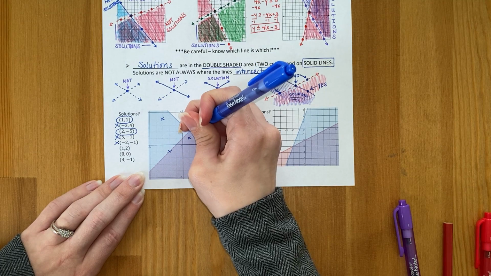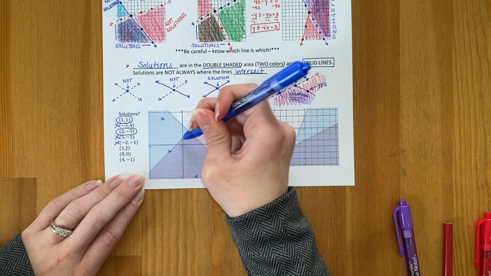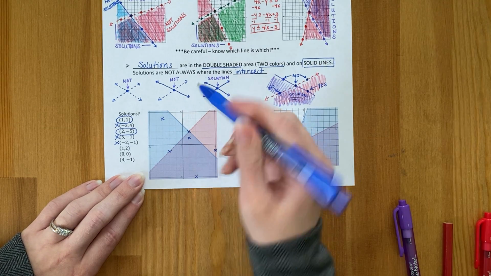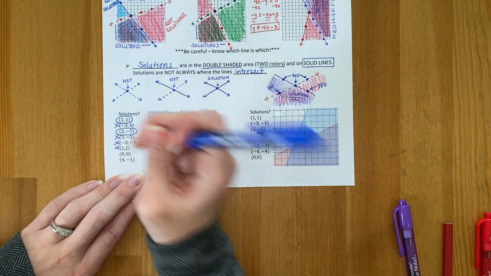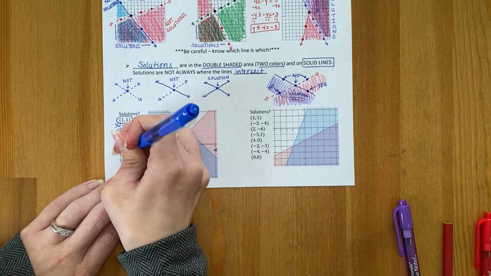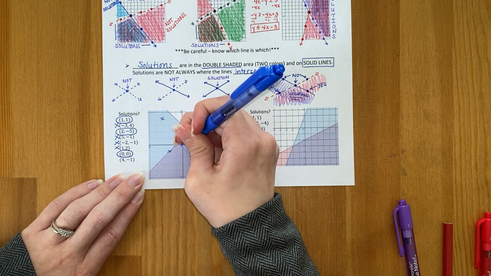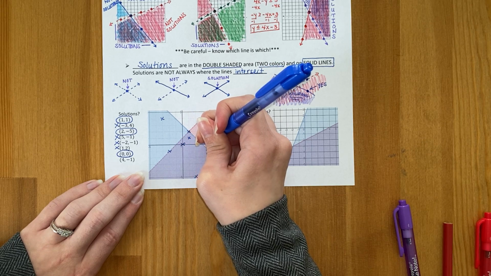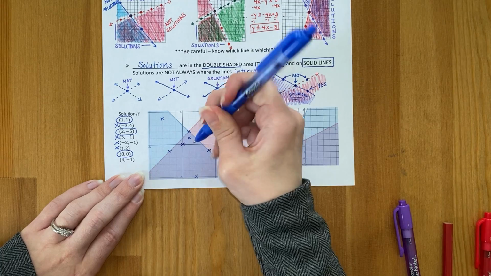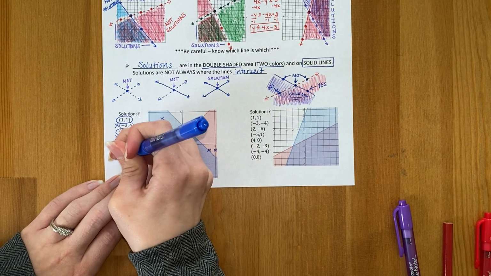If I'm at 1, 2, that puts me at the point of intersection. Now I'm at the point of intersection between a solid line and a dotted line, which we said above here is not a solution. 0, 0 does work. It falls in that double shaded area. And if I go to 4, -1, it puts me on one of those boundaries again. I am along that double shaded area, and I'm also on a solid line, which makes this one work.